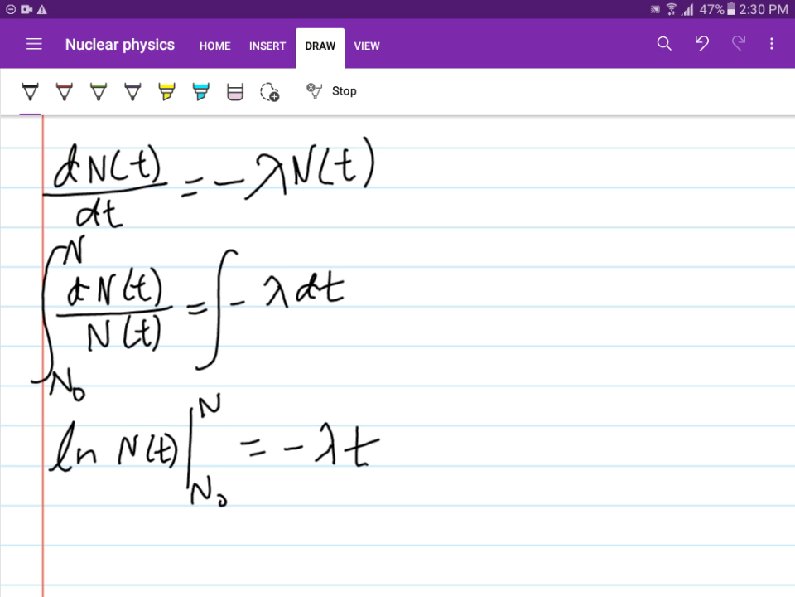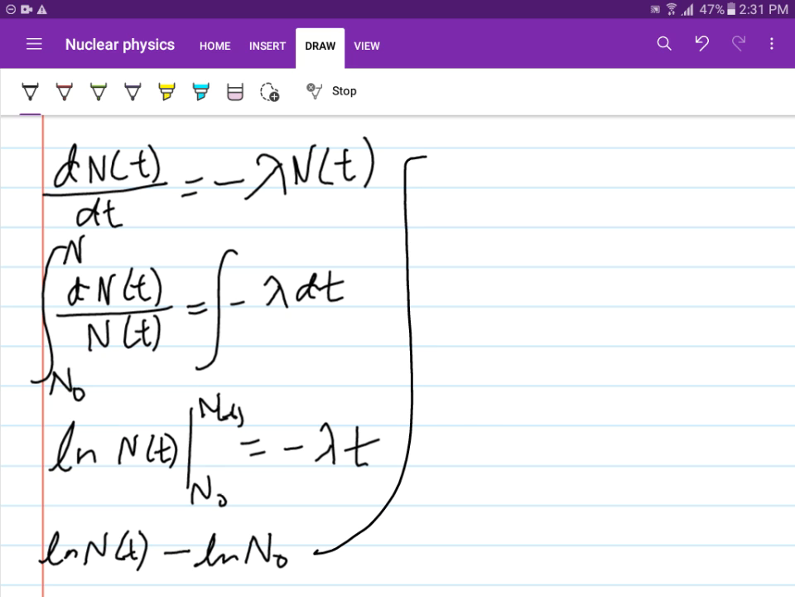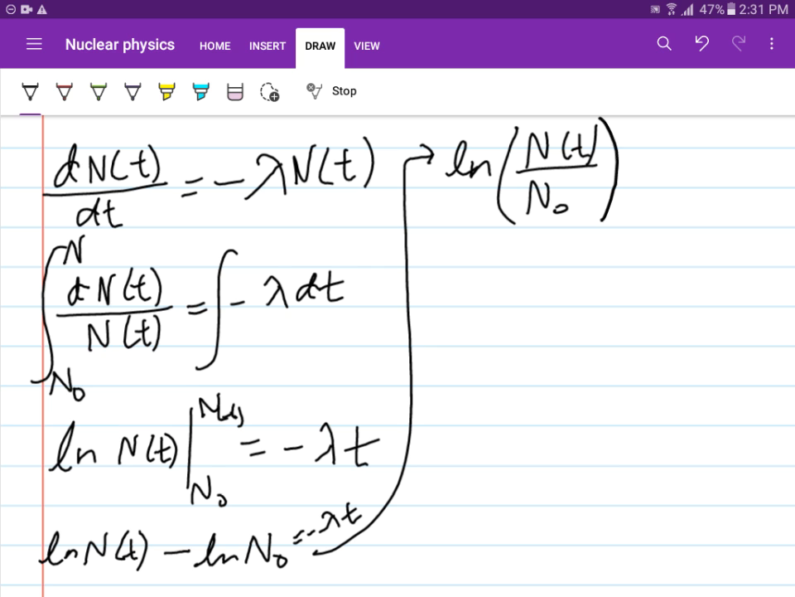So let's evaluate this integral. We have ln of, let's call this also N of t. So ln of N of t minus ln of N naught equals minus lambda t. So we can simplify this expression further. Ln of N of t over N naught equals minus lambda t. And then we exponentiate both sides.